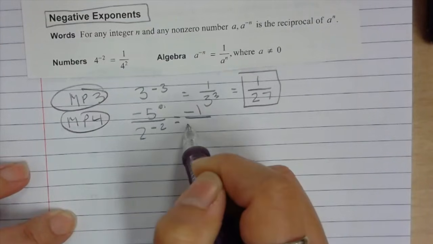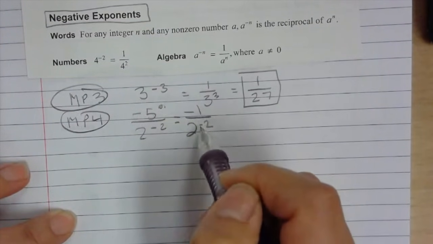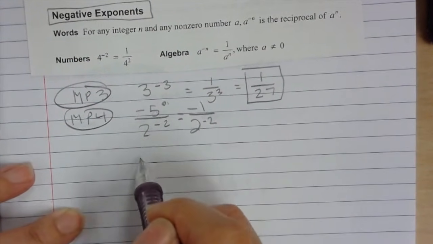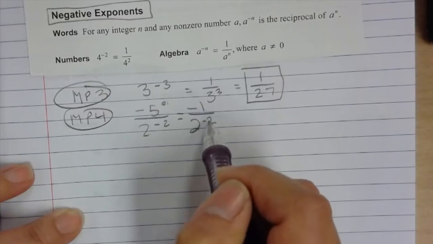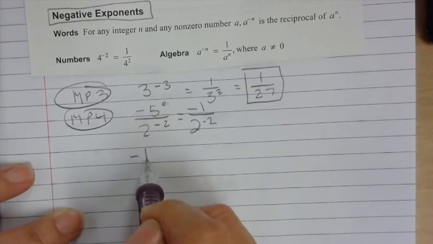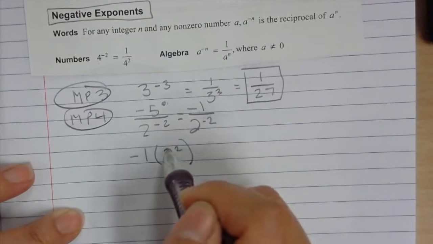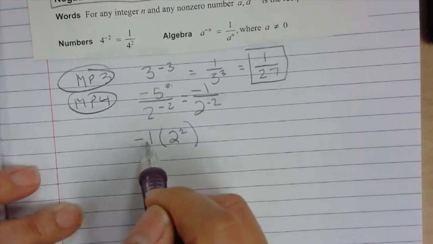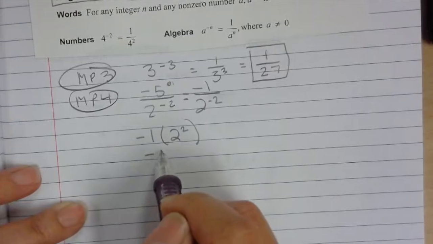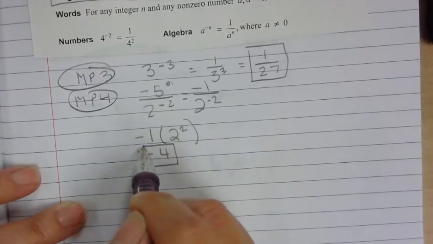Now let's look at the bottom. 2 to the negative 2. Oh, there's a negative exponent here. That means that it's going to be the reciprocal, 1 over 2 squared. That means we're going to move this 2 to the negative 2 up to the numerator. So now it's going to be negative 1 times 2 to the positive 2, since I already moved it. And negative 1 times 4 is going to equal negative 4.